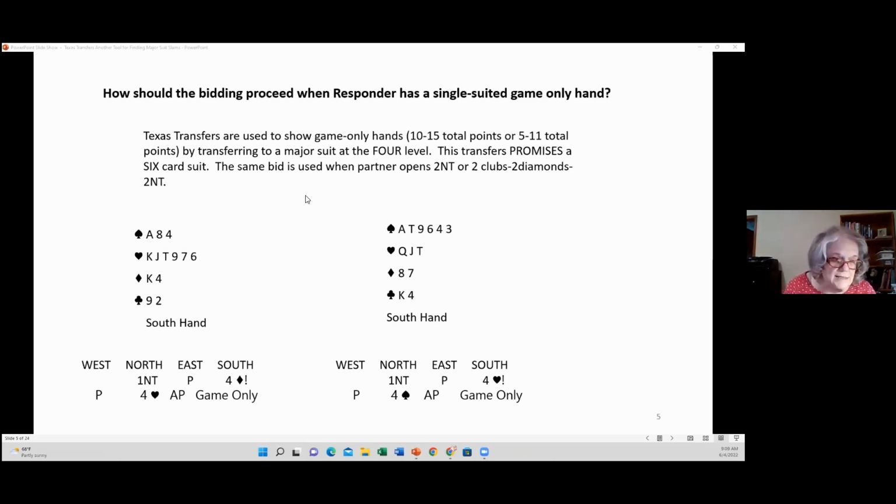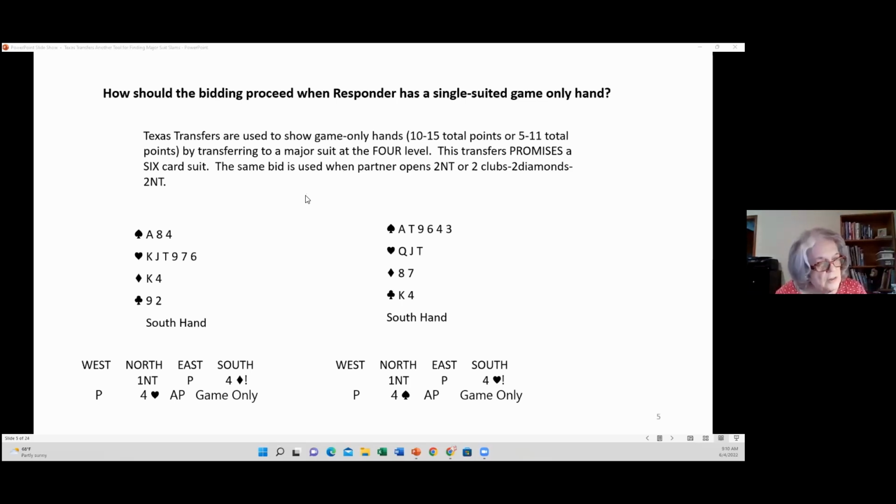You show that hand by transferring in the same manner that you do for a Jacoby transfer, by bidding the suit directly beneath your suit in rank. At the 4 level, though, instead of at the 2 level. By doing so, you have absolutely promised a 6-card suit.